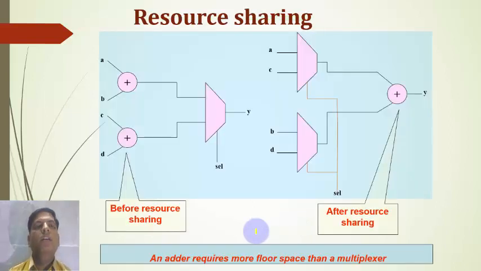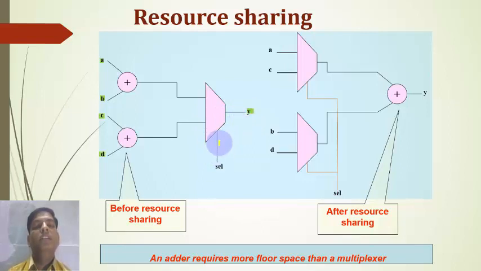For understanding purposes, we have drawn one diagram for resource sharing. Before the resource sharing, here is how the operations could be performed. a plus b is one of the operations, and another operation is c plus d. So here 4 signals are there. They are combined through one adder circuit, a plus b, and another adder circuit combining c plus d. So here you will get a plus b and here you will get c plus d. These go to a 2:1 multiplexer with a single select input, so out of these 2 lines, one of the lines will get connected towards the y terminal.